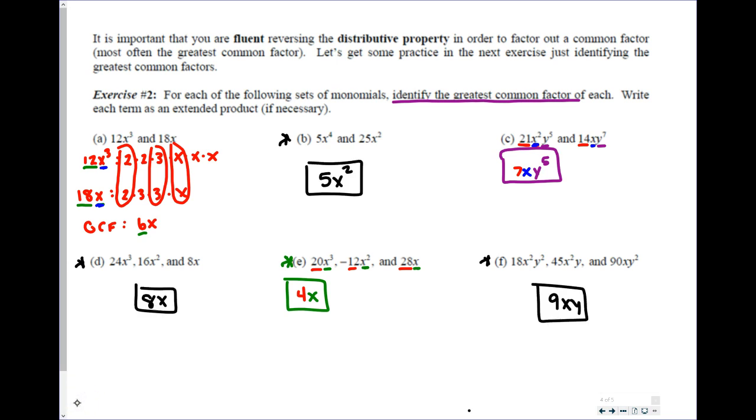Alright, here are the answers. B, you should have gotten 5x squared, D, 8x, and F, 9xy. If you did not, please come talk to me. I'll be happy to help you out.